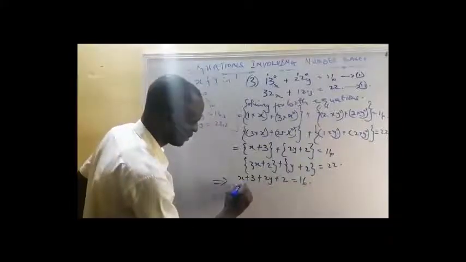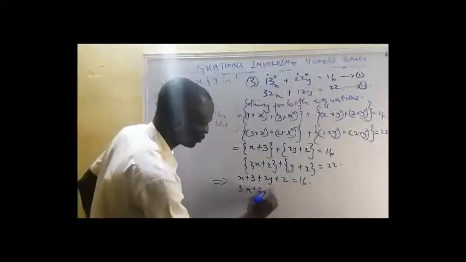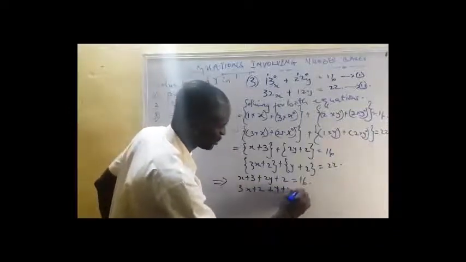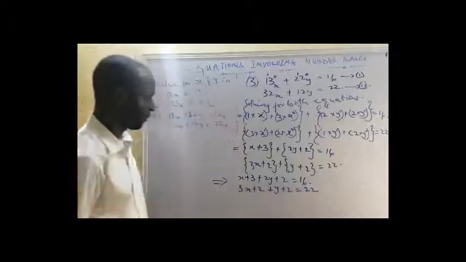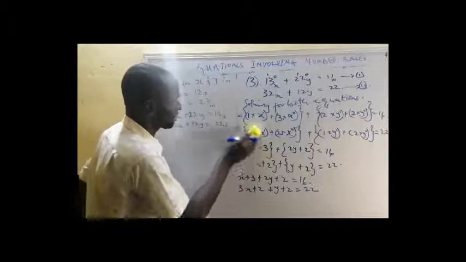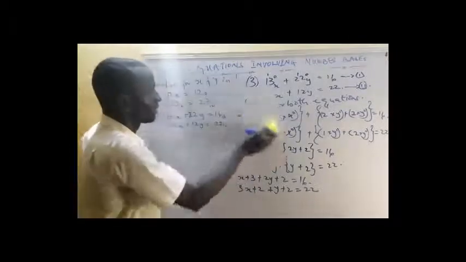And 3x plus 2 plus y plus 2 is equal to what? 22. Now, I can take this off. I can take the upper part off for visibility's sake.